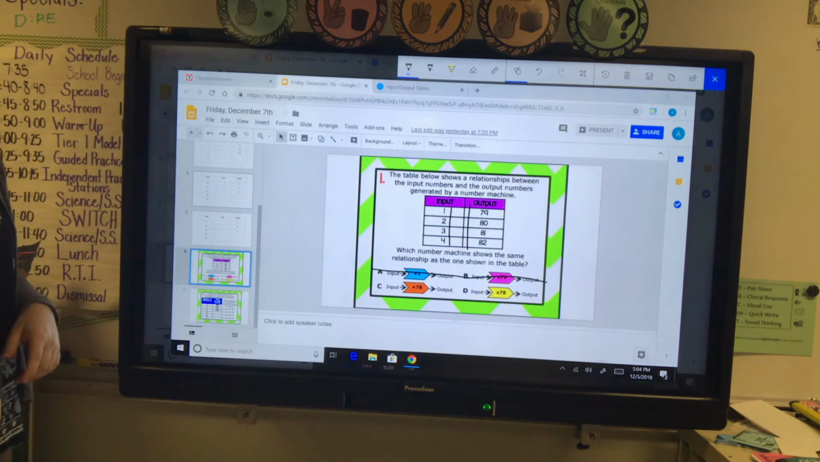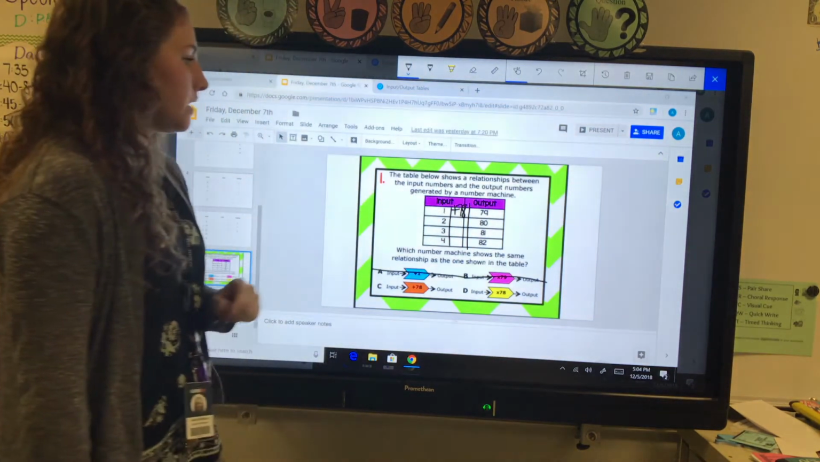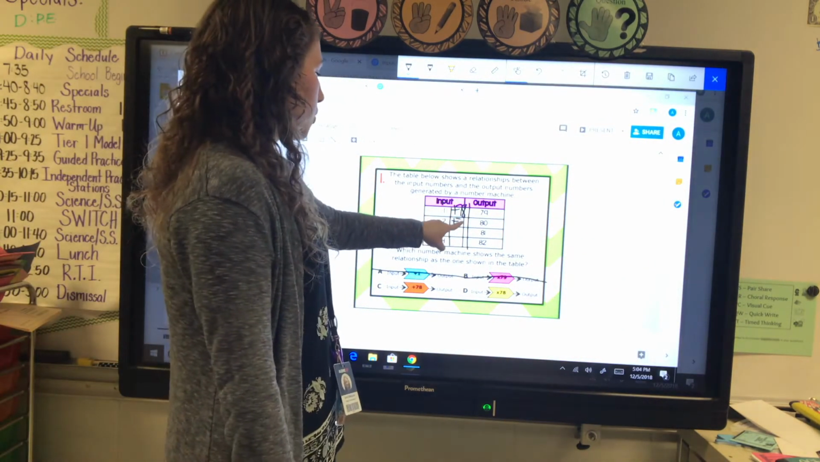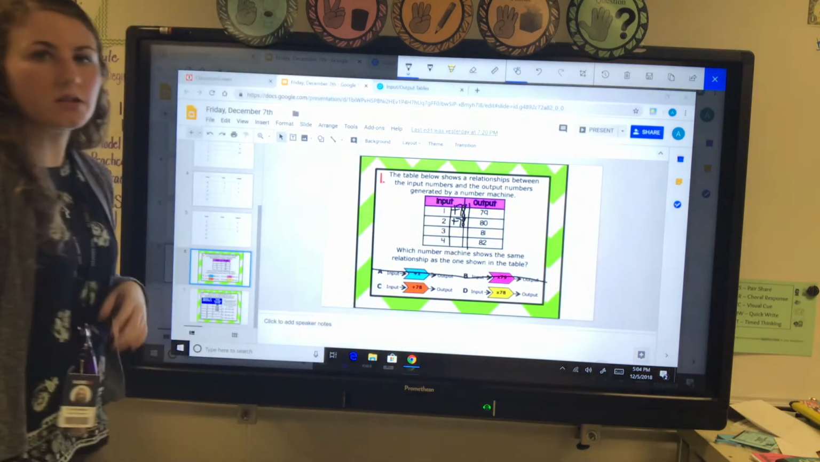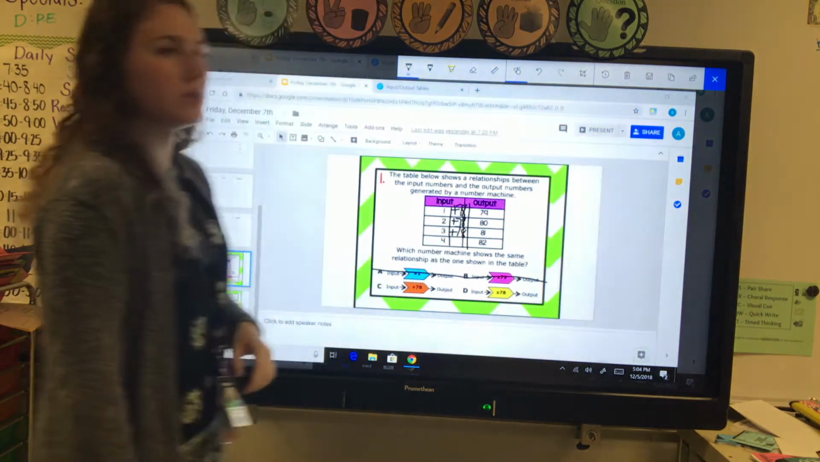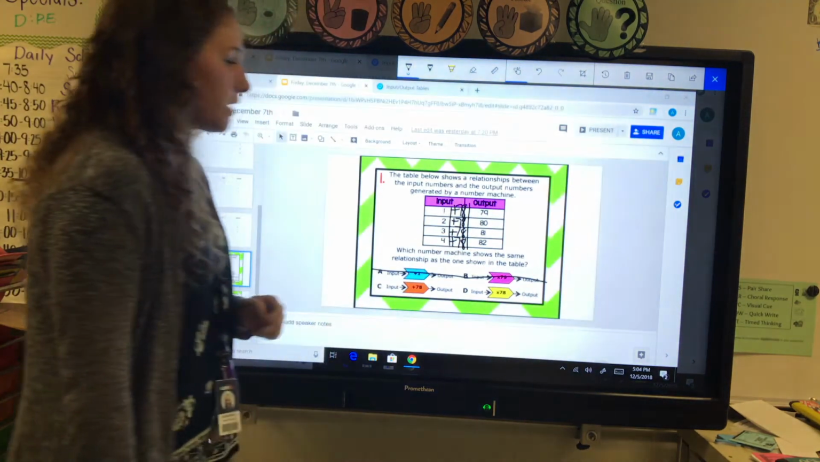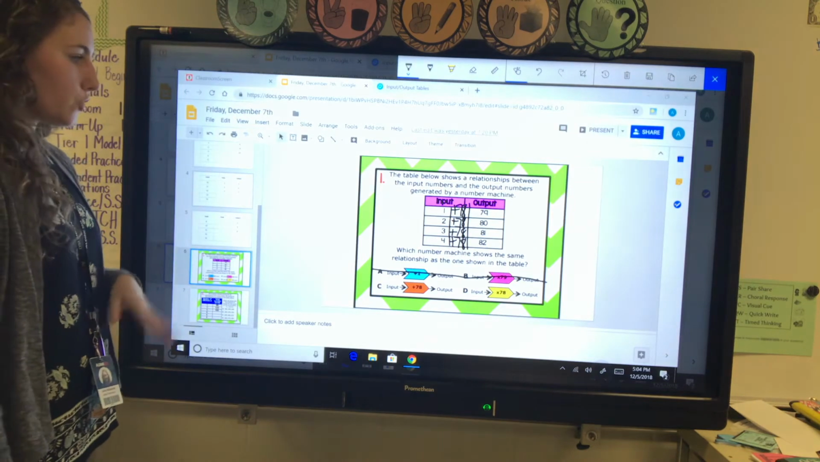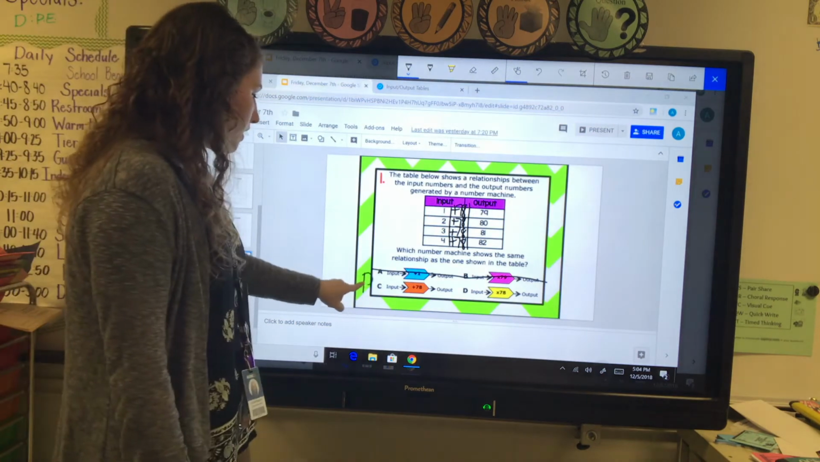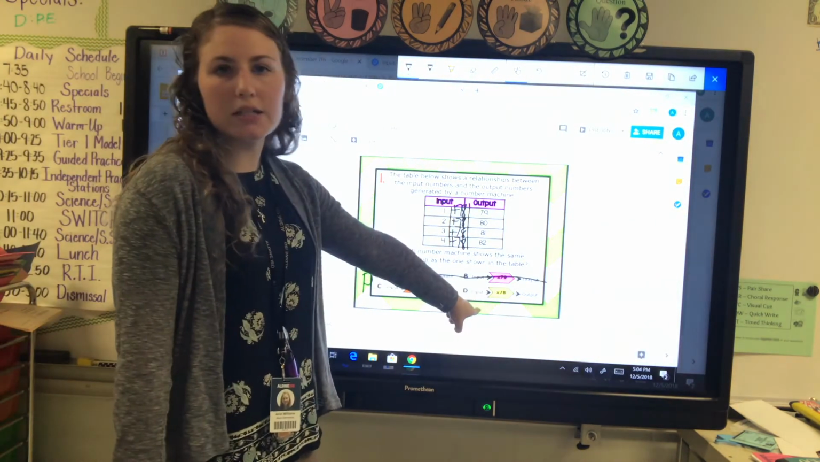Now I'm going to try C. What happens if I add 78? Is 1 plus 78 79? The answer is yes. So now I can try the second one. 2 plus 78 equals 80. So it works for that one. 3 plus 78 equals 81. Works for that one. 4 plus 78 equals 82. Works for that one. So right now, plus 78 is looking like the rule that might fit this table. So I'm going to put a P next to it. That's a possibility. But just to double check, I want to make sure that D does not work.